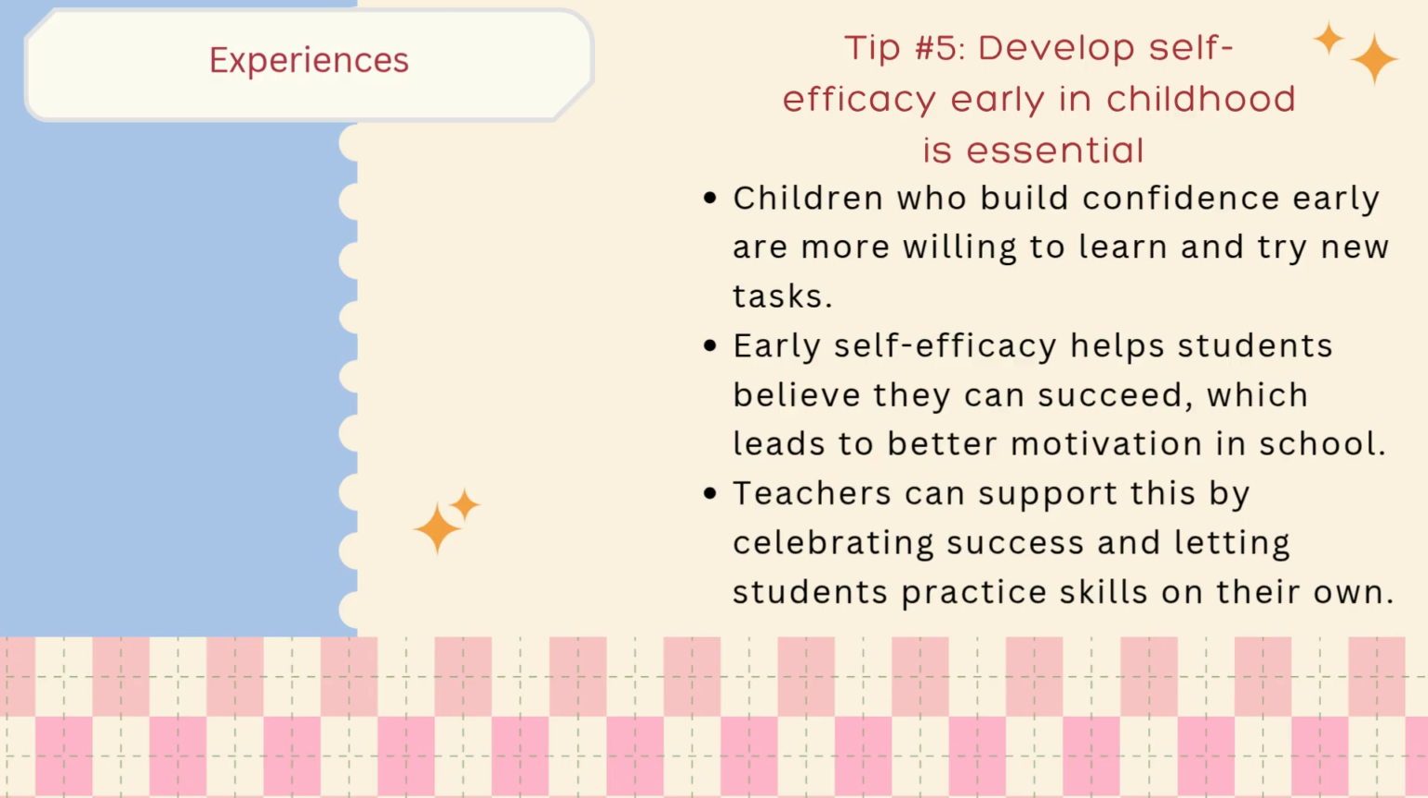For tip number five, develop self-efficacy early in childhood is essential. Children who build this confidence early are more willing to learn and try new tasks. Like with my experience, the kids who are bilingual and struggle with English, working with them and just providing positive rewards and reinforcement that they are doing good and to just keep going. This helps students believe that they can succeed, which leads to better motivation. And teachers can support this too by celebrating their success and letting students practice the skills on their own.